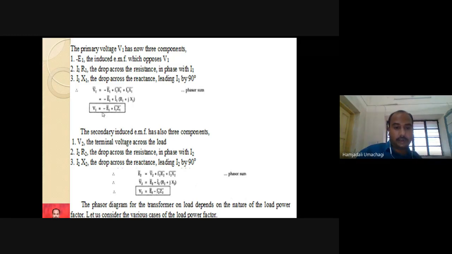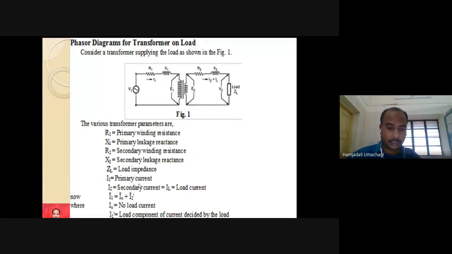Till here, is it clear to all of you? How we are getting this KVL equation, primary and secondary side? So you should draw the circuit diagram and represent all the things here, and you write the KVL equation. V1 is equal to minus E1 plus I1 R1 plus I1 X1. I1 R1 plus I1 X1 is nothing but I1 Z1.